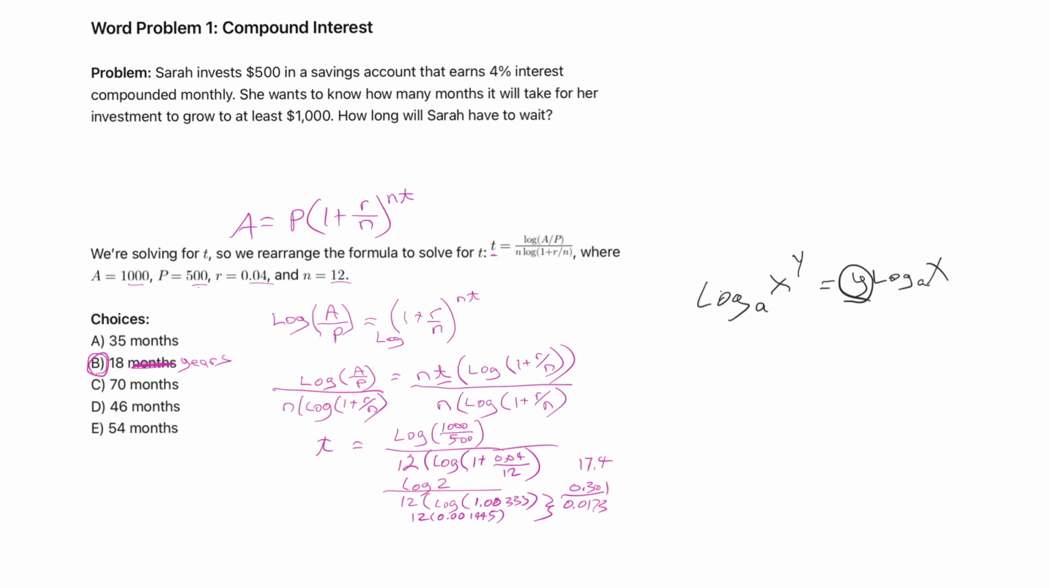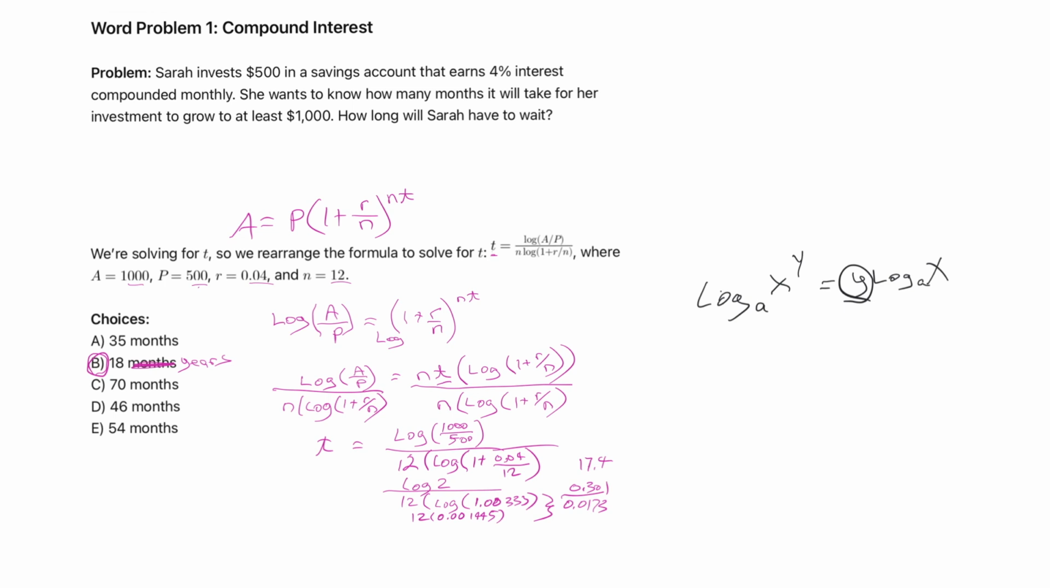So we're getting the log of 2, which is 0.301. Then we're going to do 12 times the log of 1.00338, I think that is, and that is going to give us the number, and it's this one divided by 12, so that's going to give us 0.0173. So when you divide this out, you get 17.4, which means it's going to take us about 18 years. If we started with $500, it earned 4% compounded monthly, and we want to know when it's going to get to $1,000, it takes us about 17 years.